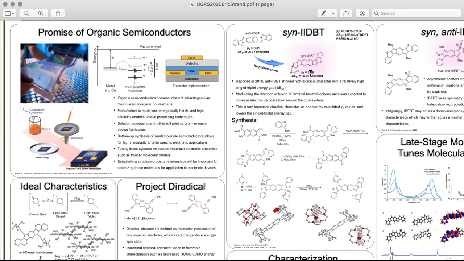And that is essentially, if you think about it in simplified terms, a percentage of how much the molecule exists in its open-shell form. And we also decreased the singlet-triplet gap, which is also another indicator of what we were looking for.